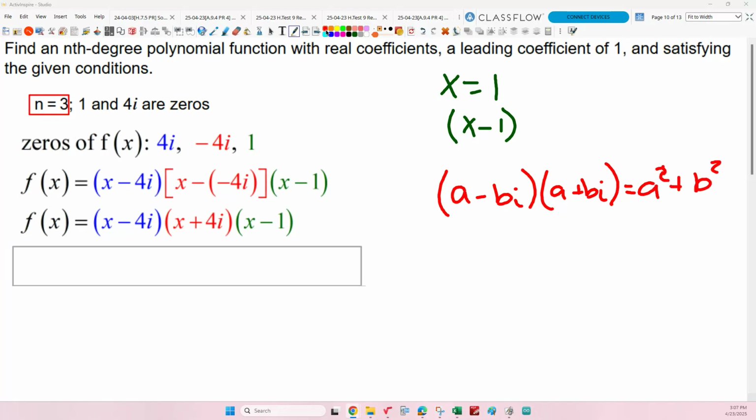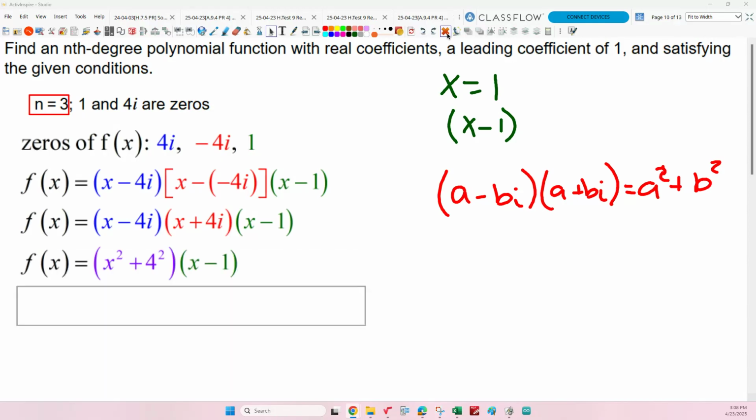Does that ring a bell? No? Oh, no. Make a little more sense now? Yeah. Okay, so what's my a value over here? x. So what is a squared then? x squared. And what's my b value? The b value is just the 4.